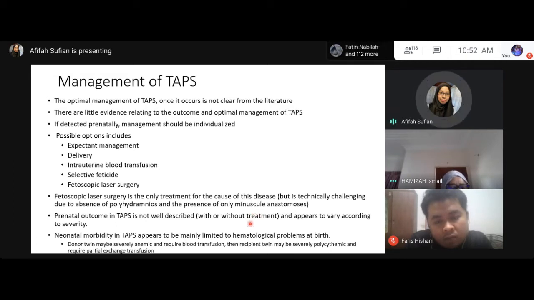So as the conclusion that me and my friend got, I think once we diagnose TAPS, we can monitor first, and if it becomes severe, then only we can do ablation. That's all, Prof.